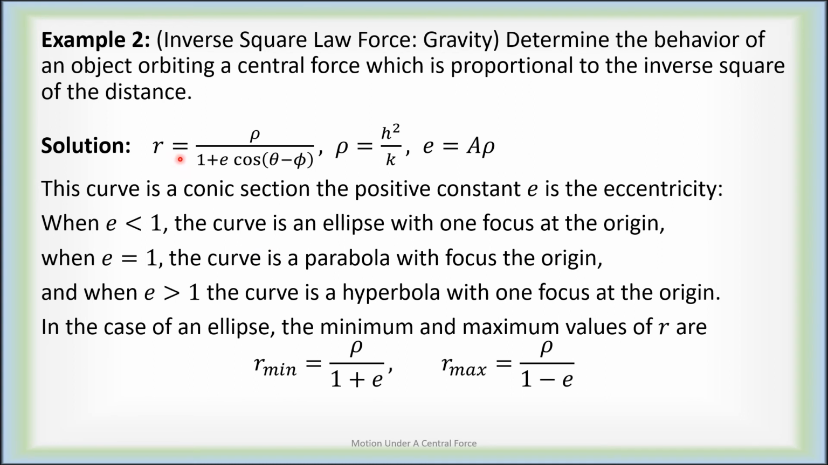r will be minimized when this denominator is as big as possible, or when the cosine curve hits a 1. So I have rho over 1 plus e. But r will be maximized when the denominator is as small as possible, or when cosine is minus 1. So the maximum radius is rho over 1 minus e. Depending on capital A, h, and k, you compute rho and e. The closest the object gets is given by this formula. The furthest the object gets is given by that one.